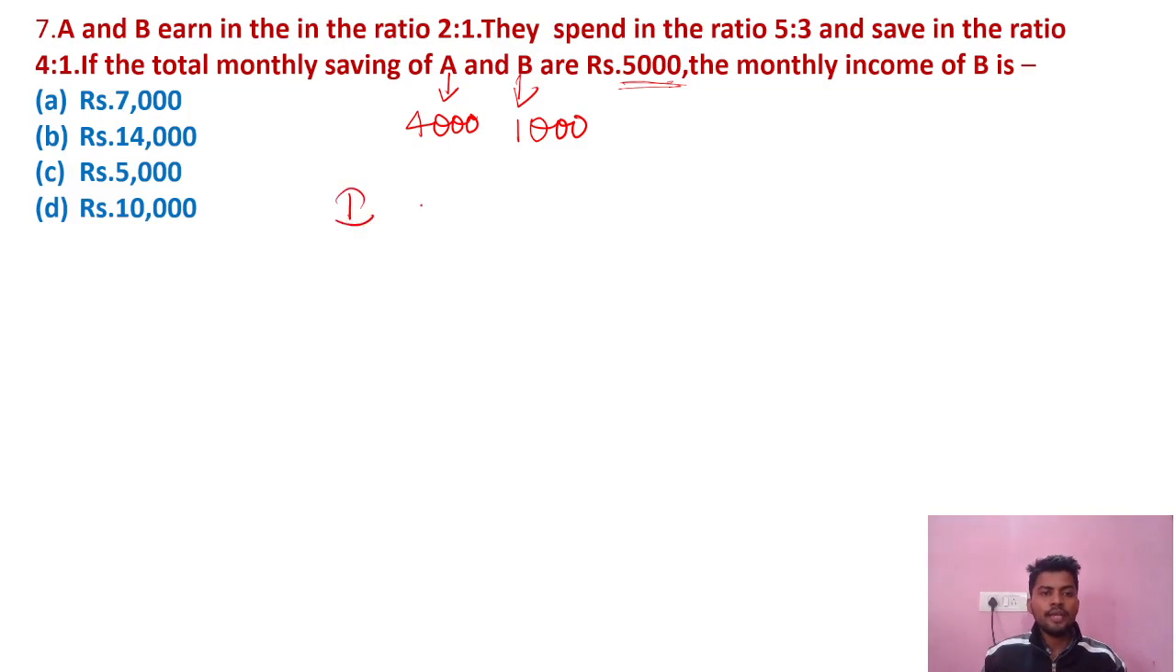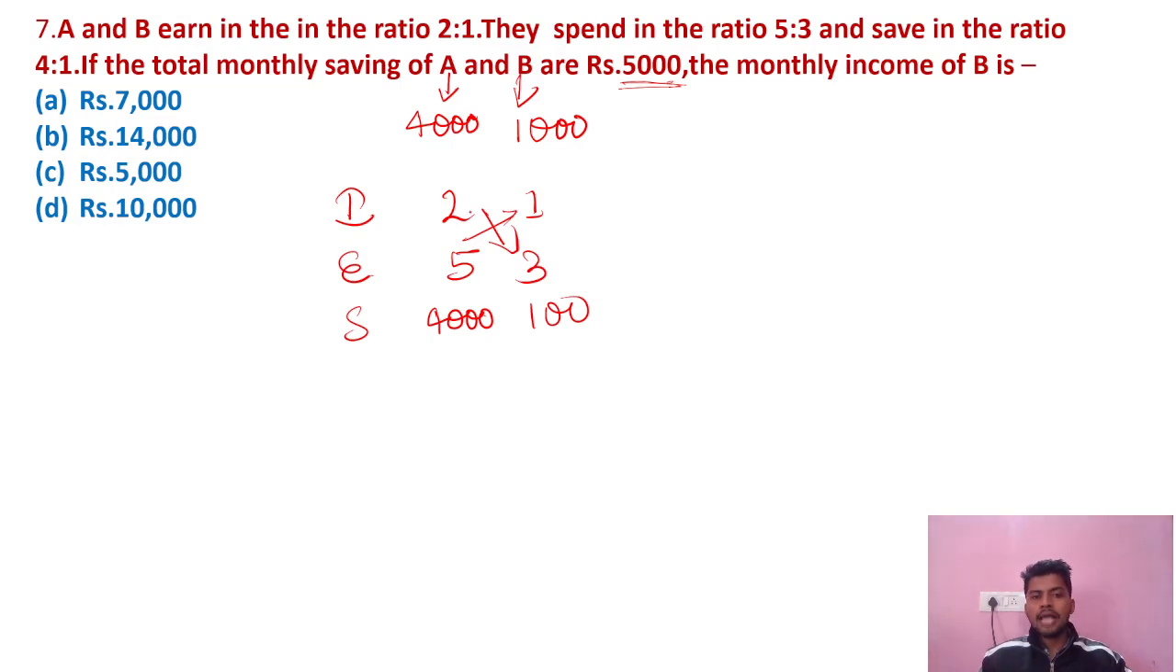Now, what is the income of A and B? It is 2 is to 1. The expenditure of A and B is 5 is to 3. Then the savings of A and B are 4,000 and 1,000. So let us solve by first the cross multiplication method, then the basic method. In cross multiplication, we will multiply cross and take the difference. So 3 to the 6 minus 5, that is 1.